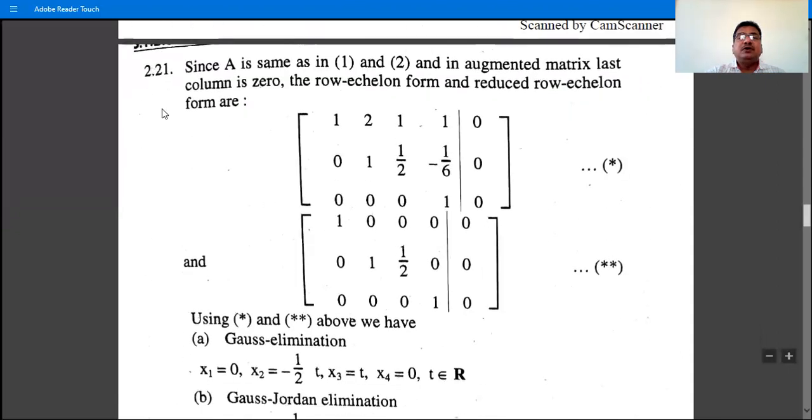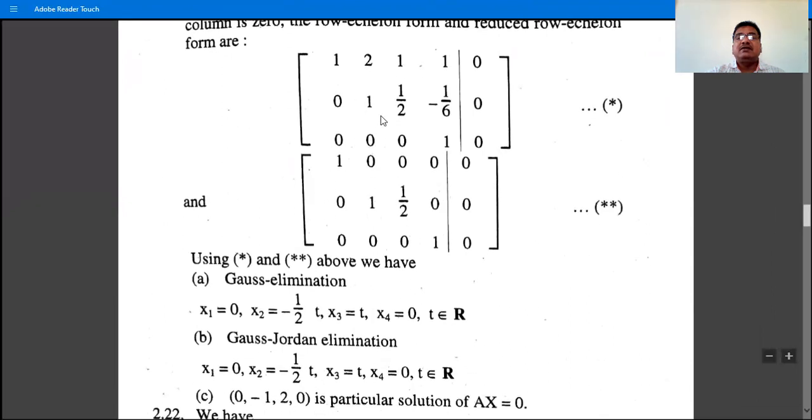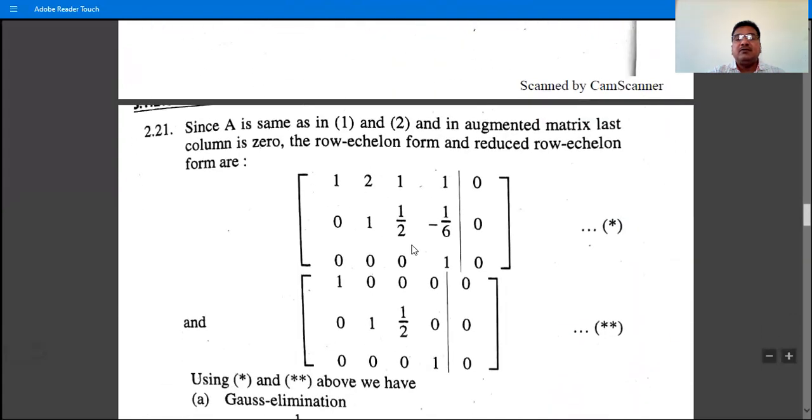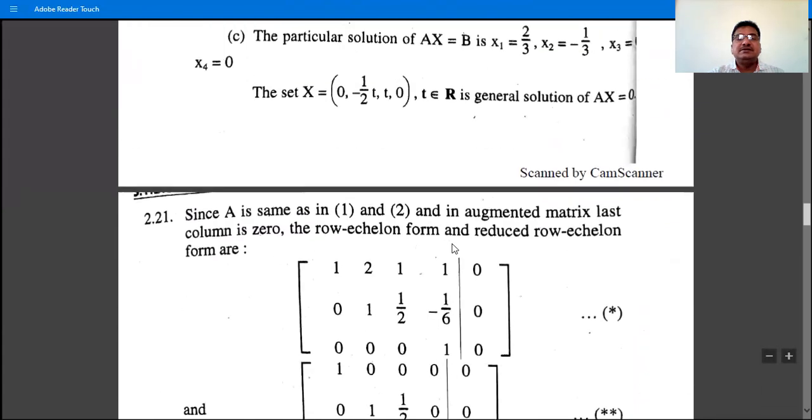This is the answer of 2.21. So this is the echelon form and this is the reduced row echelon form. If you observe this echelon form matrix and delete the last column, this is the echelon form of the matrix A. And if you observe the number of non-zero rows in the echelon form of A, there are three non-zero rows, and therefore the rank of A is 3 and the rank of AB is also 3, and therefore the system is consistent.